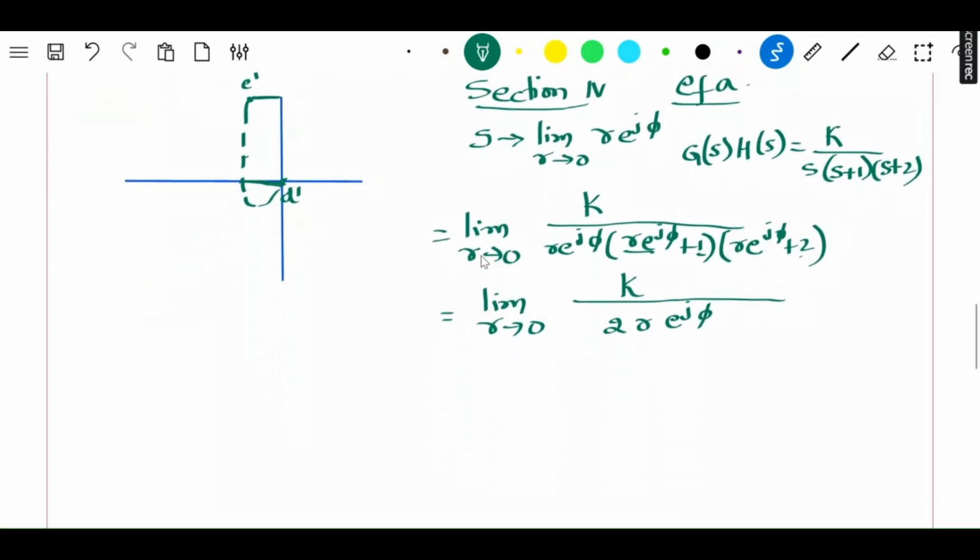Because R tends to 0 means this becomes 0. So therefore 1 is definitely greater than 0 and 2 is definitely greater than 0. That is why this entire thing becomes just 1. This entire thing becomes just 2. So 2 into 1 is 2. So therefore I will separate magnitude and angle. Limit R tends to 0, K by 2 times R into e power minus j pi. E power minus j pi.